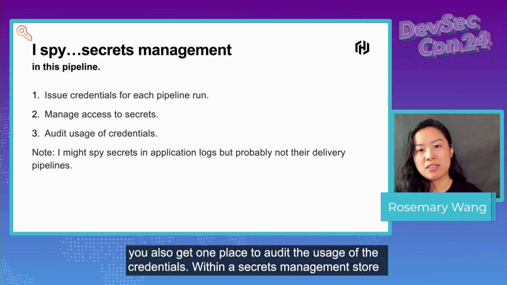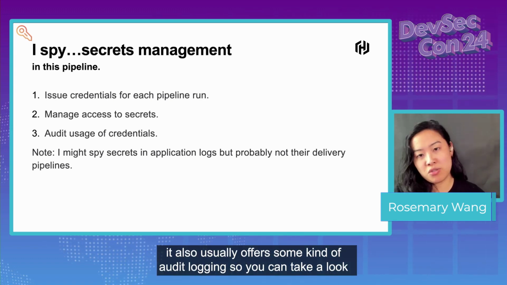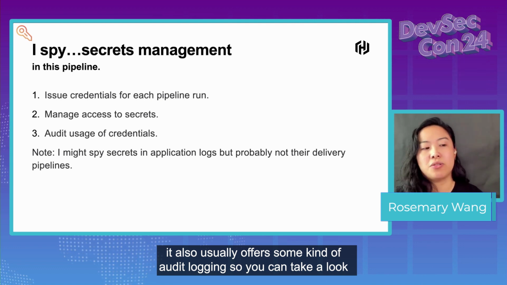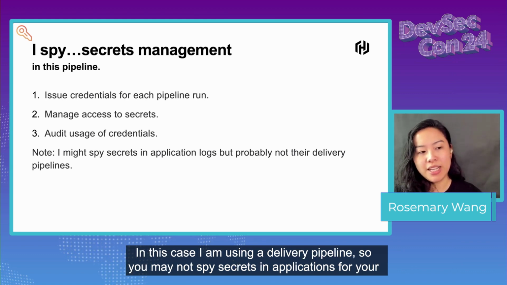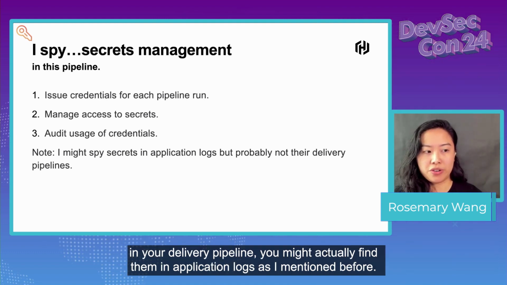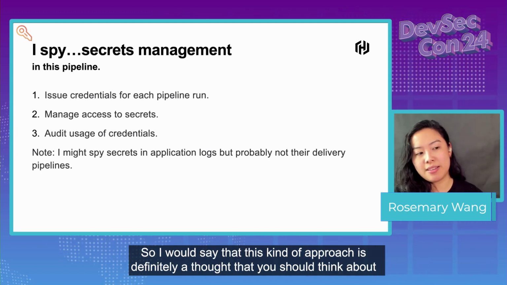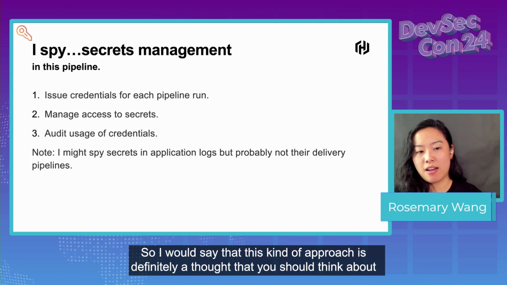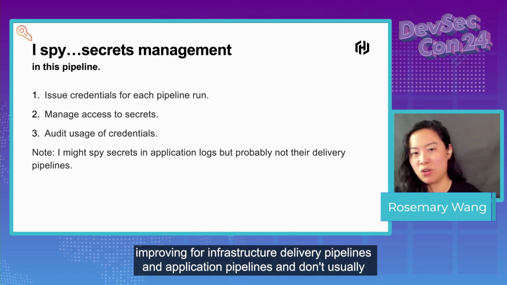You also get one place to audit the usage of the credentials. Within a secrets management store, it usually offers some kind of audit logging. So you can take a look at all the credentials you're using and when they're being used and which pipeline. In this case, I am using a delivery pipeline. So you may not spy secrets in applications in your delivery pipeline. You might actually find them in application logs, as I mentioned before. So I would say that this kind of approach is definitely a thought that you should think about improving for infrastructure delivery pipelines and application pipelines, and don't usually include these secrets.